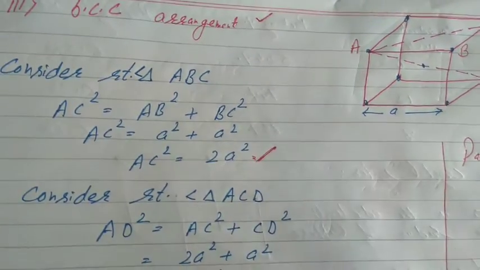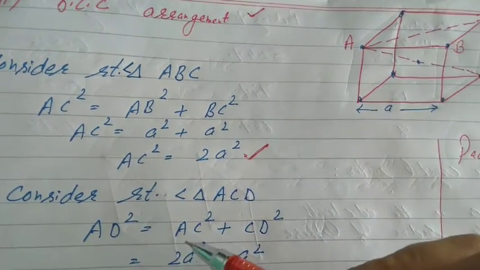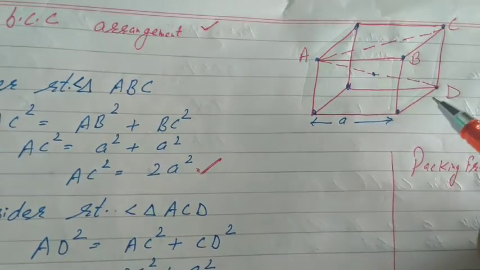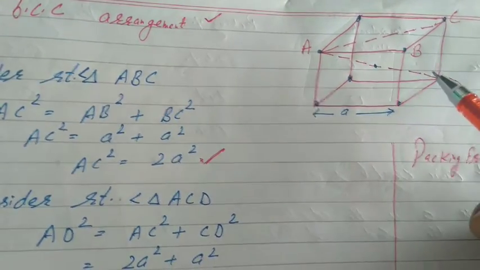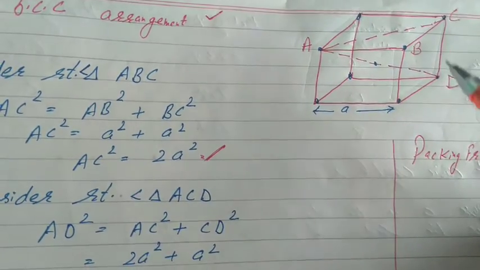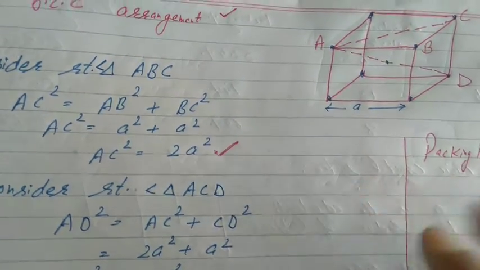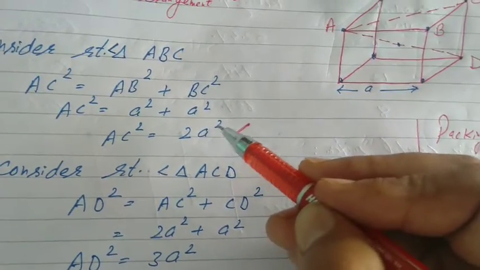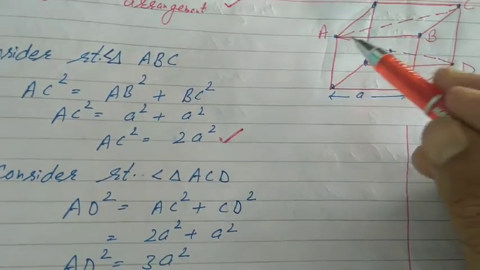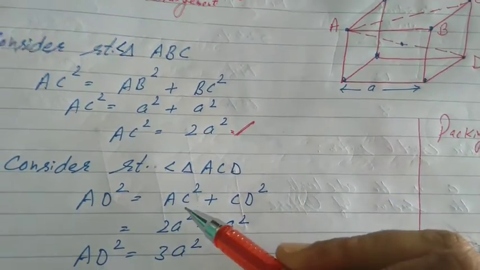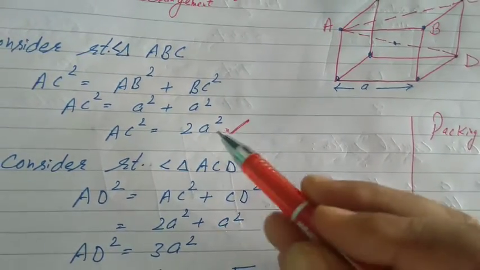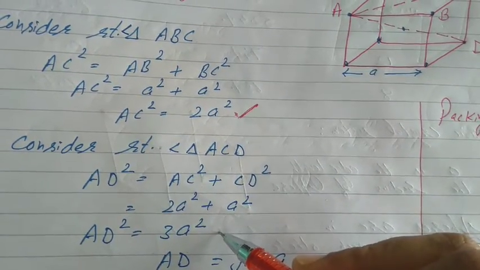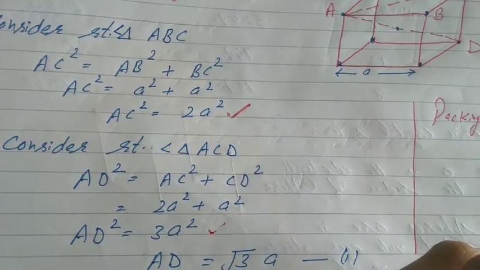After this, students, we will put the value of AC when we consider right angle triangle ACD. AD square is equal to AC square plus CD square. Now what's the value of AC square? 2A square. That's the reason at first we find AC square. AC square is equal to 2A square, and CD is edge length A, so CD square is A square. We got AD square is equal to 3A square.